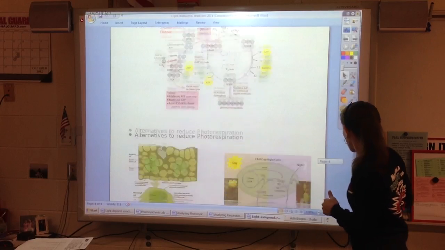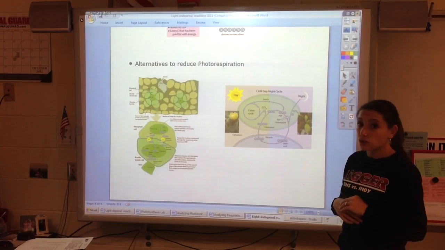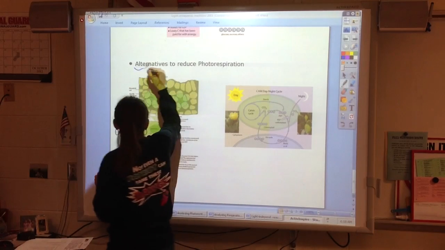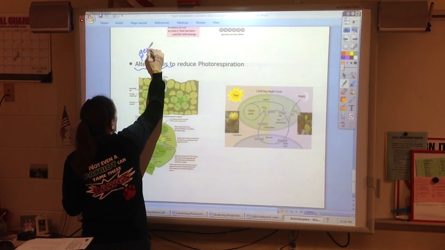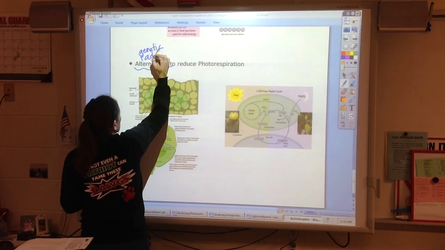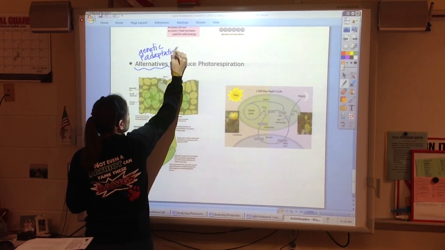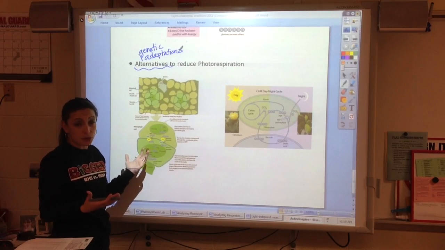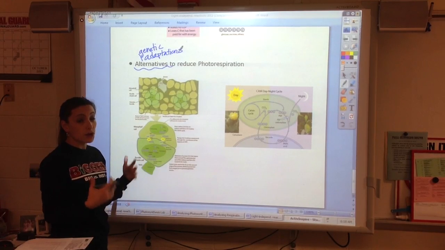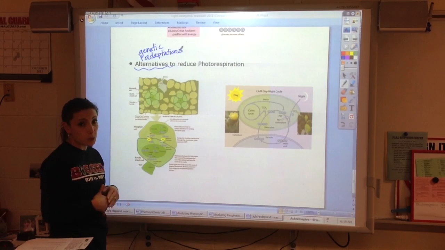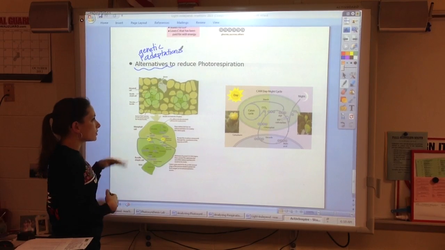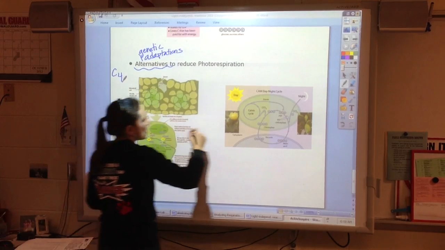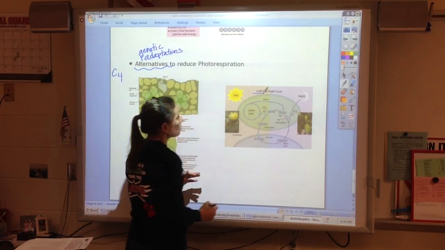Other plants actually have genetic adaptations to reduce photorespiration. So we do have to keep in mind these alternatives are genetic adaptations. They would have happened first randomly. And then organisms that had this random mutation that survived better, reproduced more, and their offspring were more successful. So we want to look at two main types. We've got the C4 cycle, and then we've got the CAM cycle.